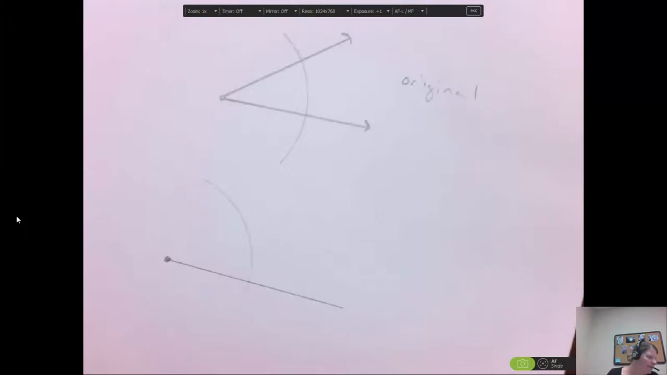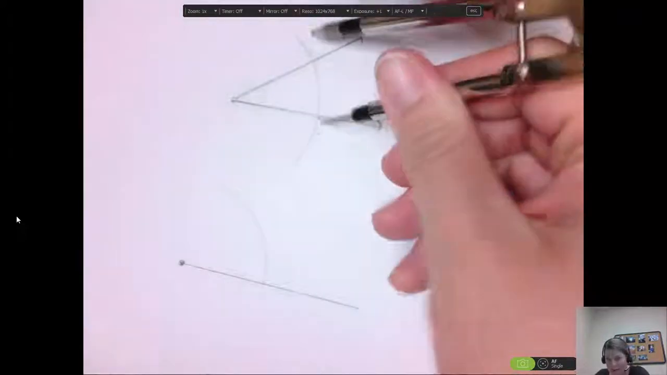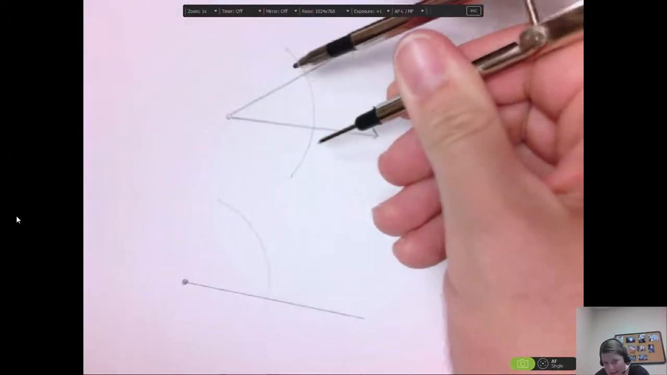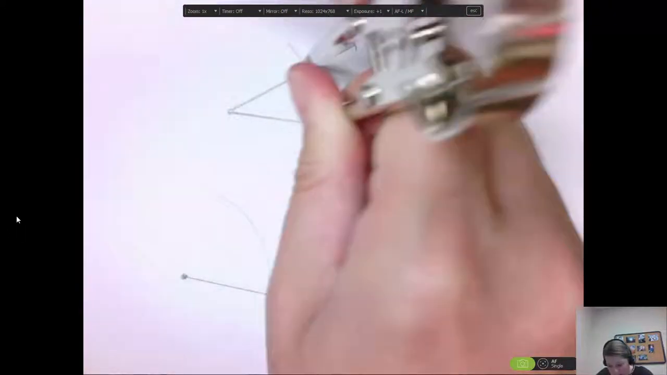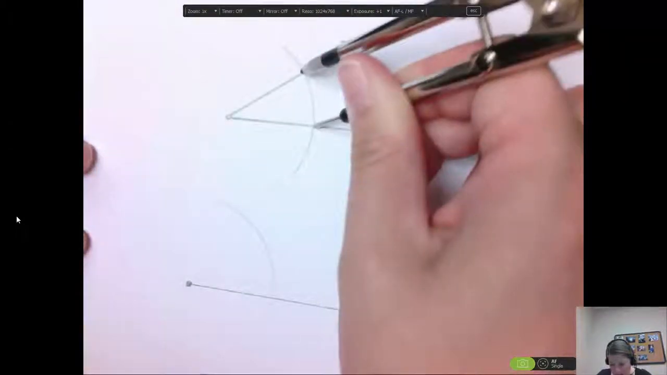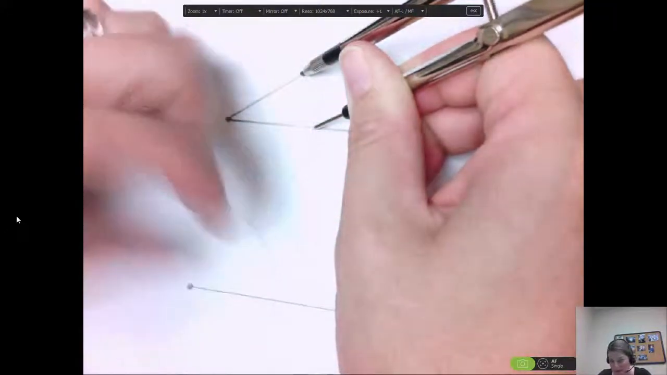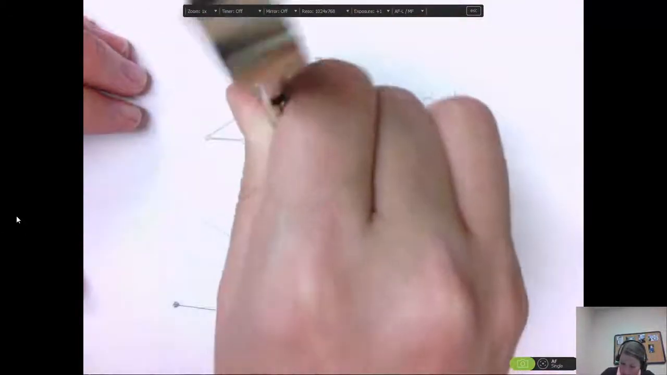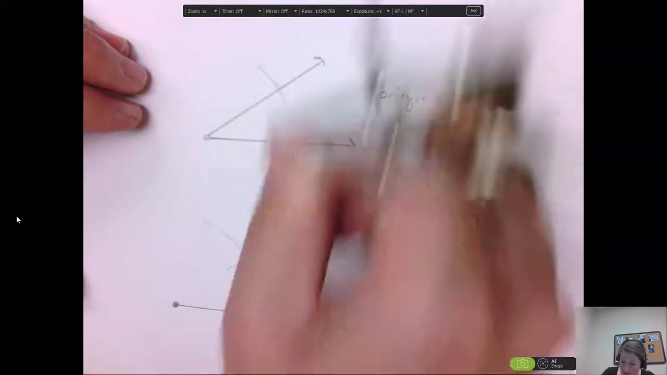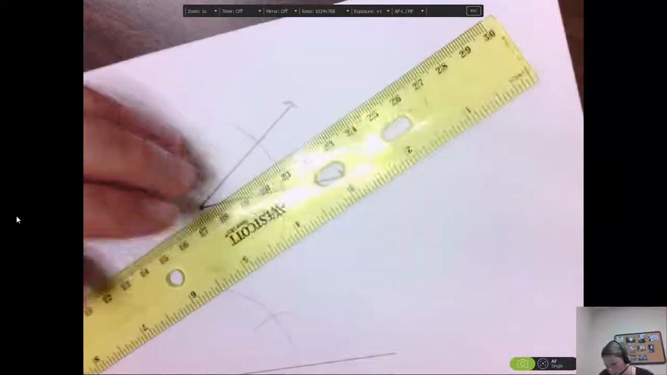Then I'm going to go over to the original one, and I'm going to move this in until it matches the distance from one of the arcs to the other side. Let me make sure it's perfect. There we go. See how it matches exactly? So I know this arc is the same distance out as this arc here. If I go over here and mark this, I can see it matches exactly. That means this point here matches this point here, and I could then draw my congruent angle.